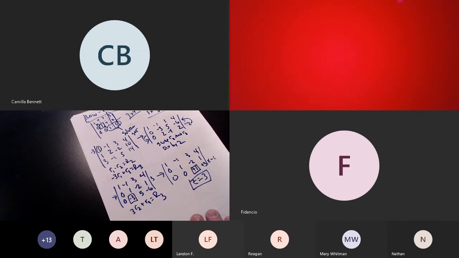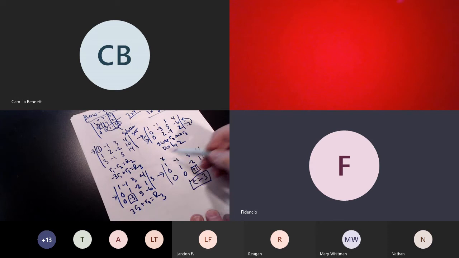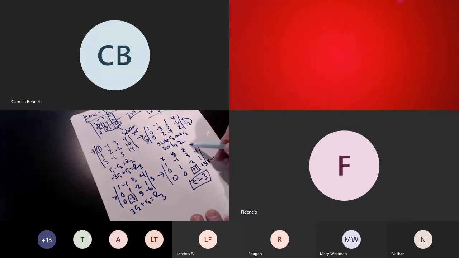Z equals 3. This is your X column, this is your Y column, this is your Z column, this is your solution set. Okay? So if Z equals 3, now I can do some back substitution. I can plug it into this second equation, and I'm going to get what?